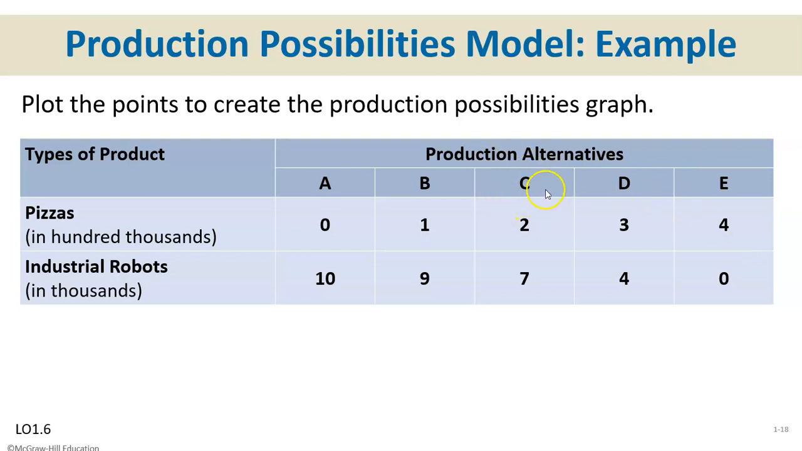Probably instead of only having robots or only having pizzas, they're going to choose something in between. So maybe they'll choose to be at point C. At point C, they're splitting their resources. So half of the people in the economy are producing pizzas, and they've got 2 pizzas. And the other half of the people are producing robots, and they get 7 robots. So keep in mind that these are the different production possibilities. This is how much they're producing, but they only get to choose one of the points. So these are the possible choices, and then they're going to choose one of the points. Now, on the next slide, we're going to take each of these 5 points and put them on the graph.